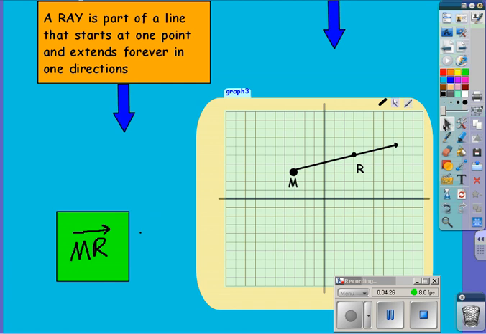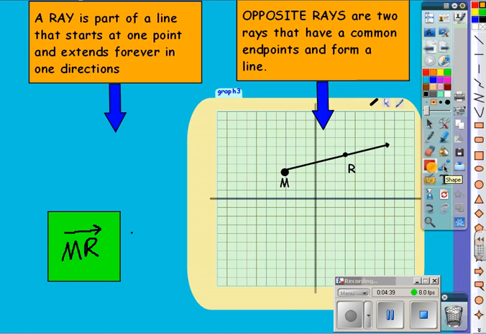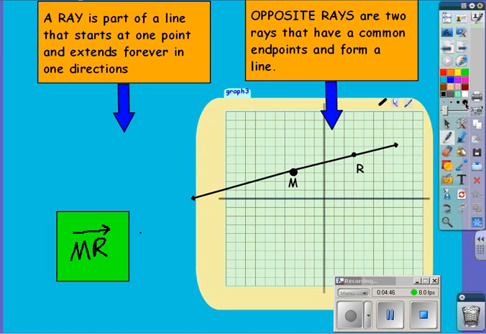Now if we put multiple rays together, we get what are called opposite rays. Opposite rays are 2 rays that have a common endpoint and form a line. So if I were to add another ray here starting at M, going in the opposite direction, say through point, I don't know, G for Mr. Gustafson. Now I have opposite rays, MR and MG. Those 2 rays are opposite rays, and they form a line.